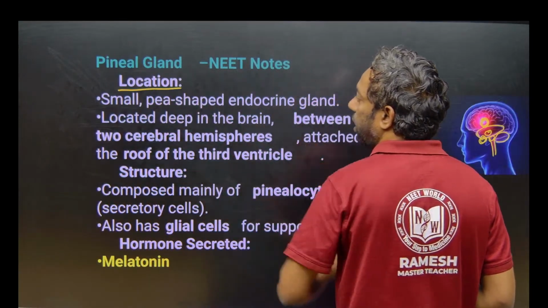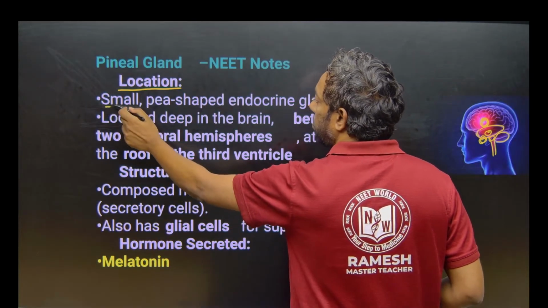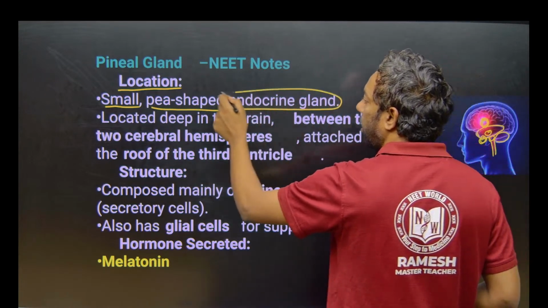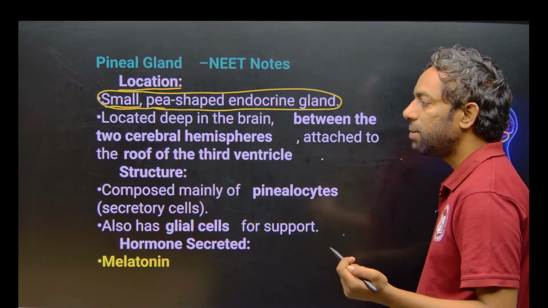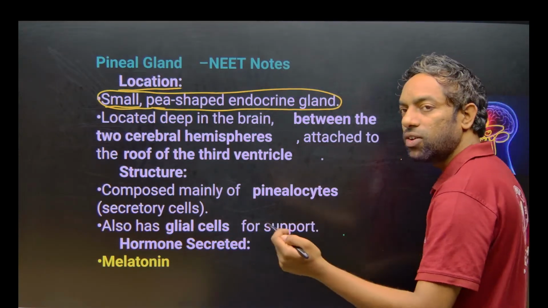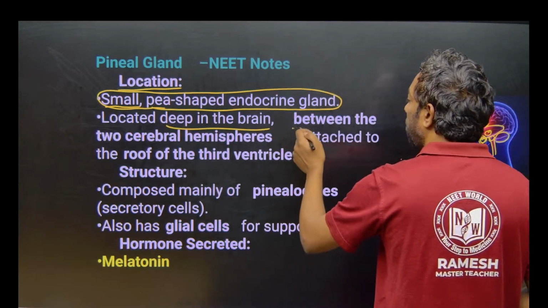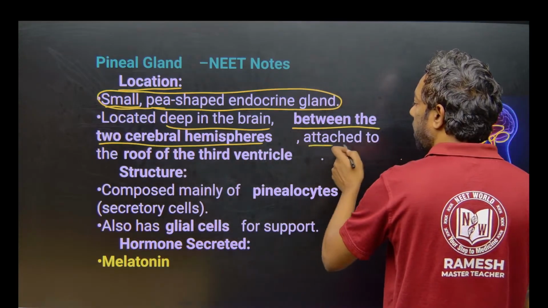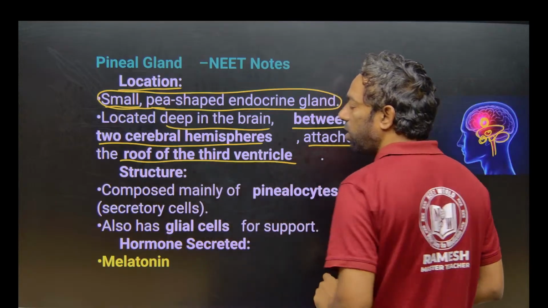Location of the pineal gland. It is in the third ventricle, a small pine-shaped endocrine gland called the pineal gland, located deep in the brain between the two cerebral hemispheres, attached to the roof of the third ventricle.